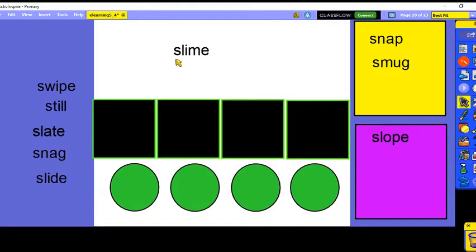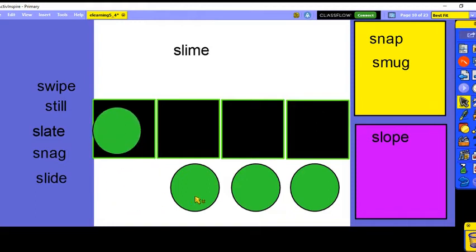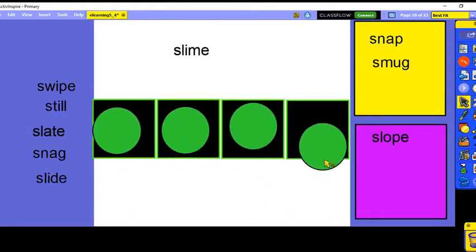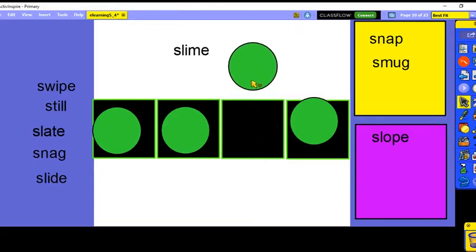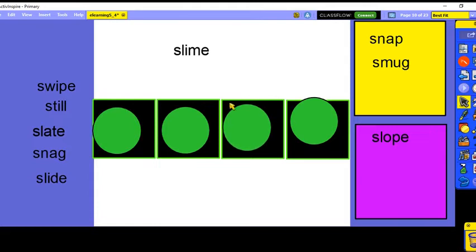Our next word is slime. Let's say all the sounds we hear in slime. Slime. Now let's say the vowel sound we hear in slime. I. Is I the long vowel sound or the short vowel sound? I says its name, and so that goes with our long vowel. You can tell both of these have the vowel consonant E pattern, slope and slime. And that's a good way to tell.